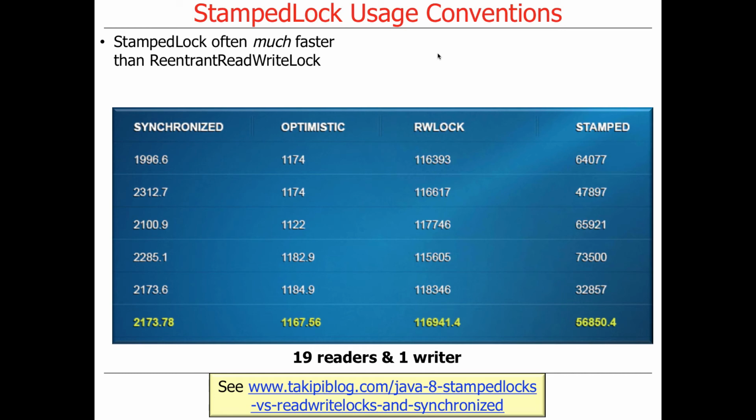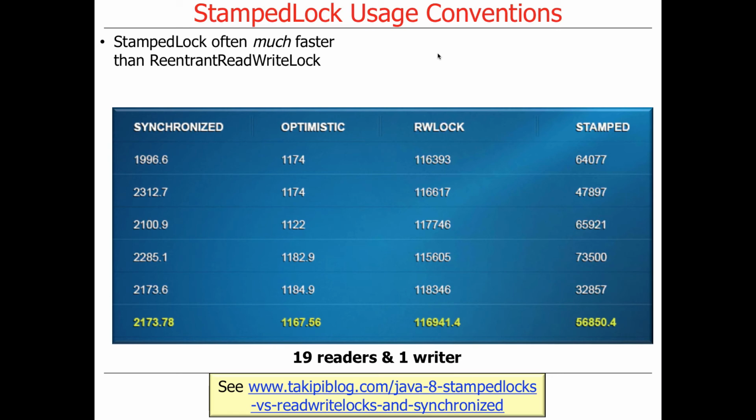And the person who did the test found some interesting results. What the person did is he compared the performance of synchronized statements with optimistic reads using stamped lock, with reentrant read-write lock, and then with stamped lock that was not using the optimistic version. And he found the following results. Now, this particular scenario had 19 readers and 1 writer. So that's an example where you're not going to be changing things a whole lot. You're mostly doing reads.